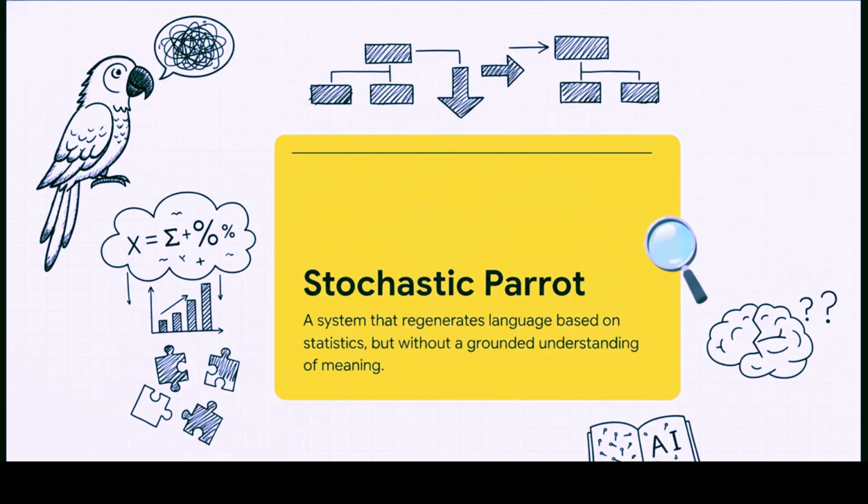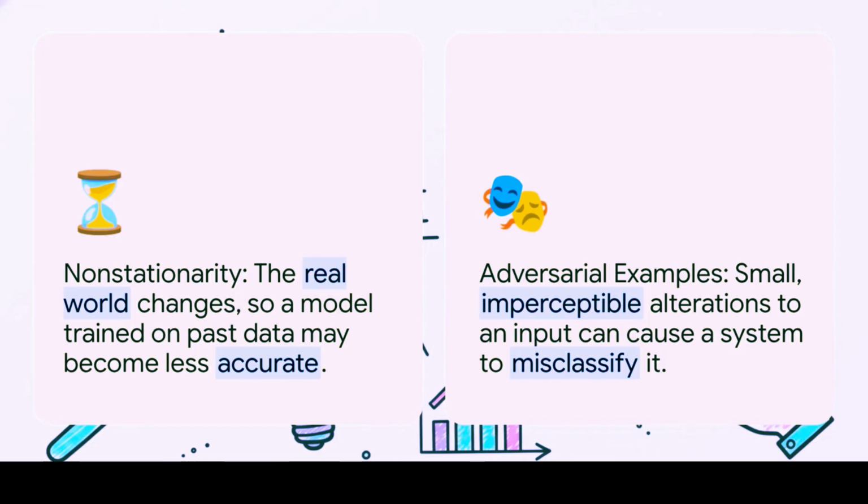It describes a system that can regenerate language based on statistical patterns, but without a grounded model of the meaning behind that language. Two significant technical challenges are non-stationarity and adversarial examples. Non-stationarity refers to the fact that the statistical properties of the real world change over time, potentially reducing the accuracy of a model trained on historical data. Adversarial examples are inputs with small, often imperceptible alterations that can cause a system to misclassify them.